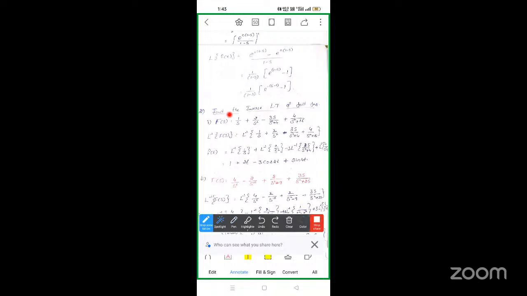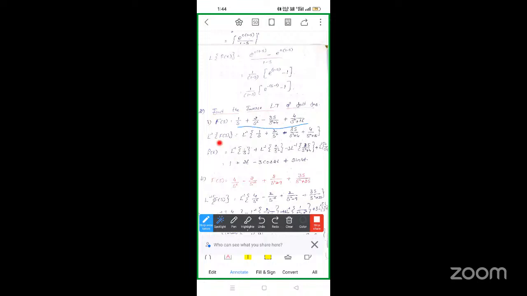Some examples are there. Find the inverse Laplace transform of the following functions. First one: f of s is equal to 1 by s plus 2 by s square minus 3s by s square plus 4 plus 4 by s square plus 16. So we are taking L inverse on both sides. L inverse of f of s is equal to L inverse of the total term, that is 1 by s plus 2 by s square minus 3s by s square plus 4 plus 4 by s square plus 16. Is that clear? So we take the inverse Laplace transform on both sides of the given function.